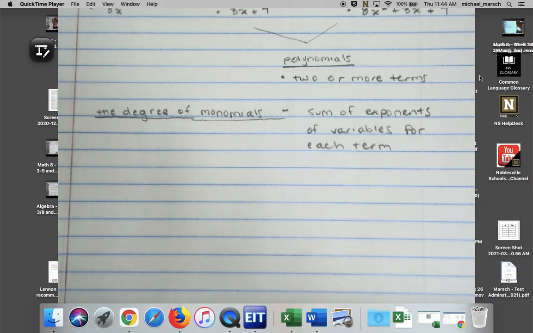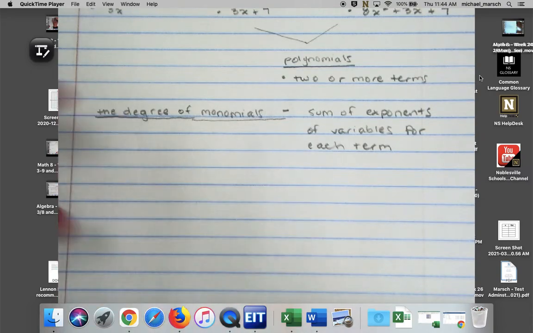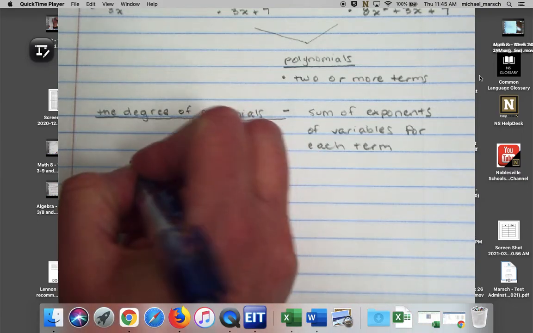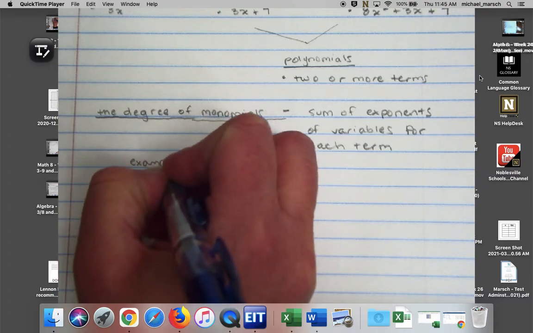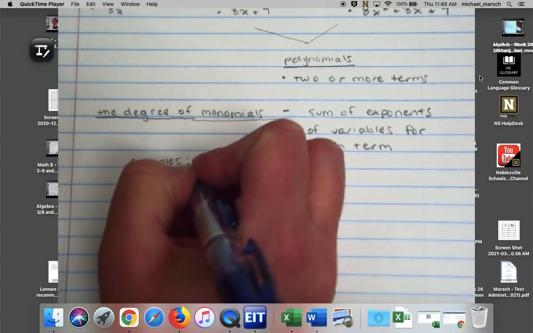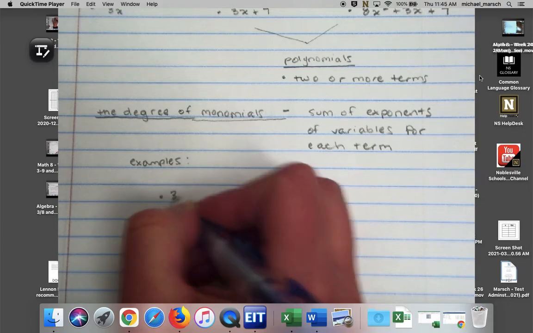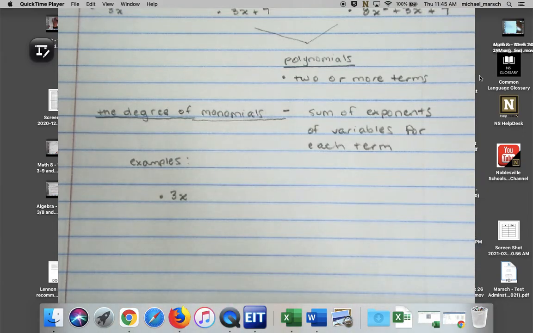So I changed that to monomials because we need to talk about each individual term before we can go on to polynomials. That's what I wanted to double check. Okay, so we're talking about the sum of the exponents of the variables in an individual term. So an example, we'll do some examples. Still vocab. Yes.